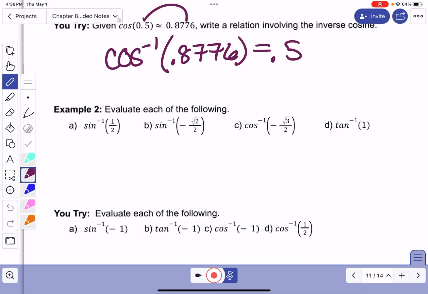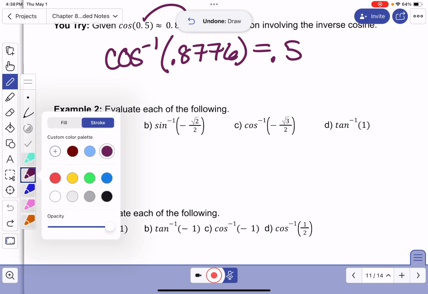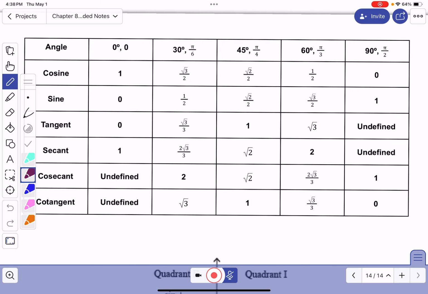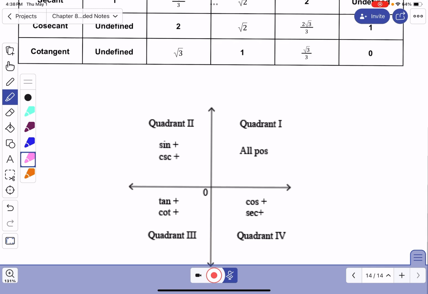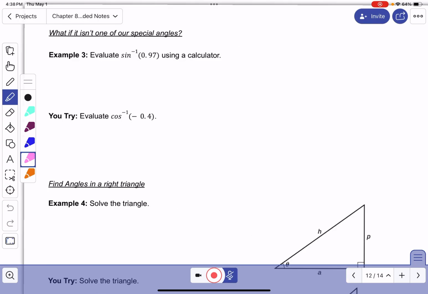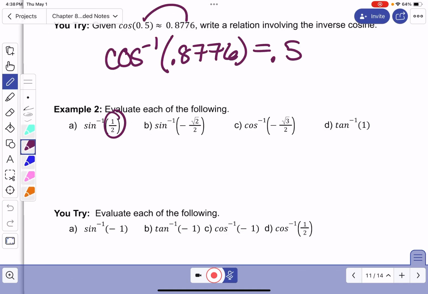So the first question was sine inverse of 1/2. So it's saying, when does sine equal 1/2? So if I go to this, sine is 1/2 at 30 degrees. And sine is positive. So it's at 30 degrees, it's positive. So this is just going to be 30 degrees or pi over 6.